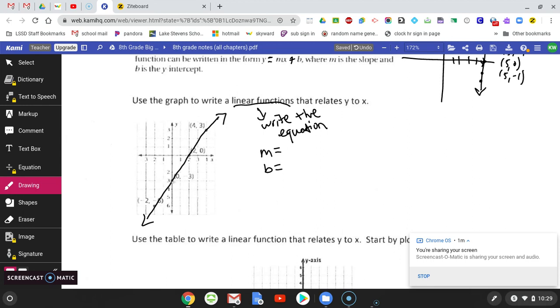We've learned we need our slope and we need our y-intercept. So my slope, well, I can count between points. I can go up 1, 2, 3, and over 1, 2, which means my slope is 3 over 2. My y-intercept is where it crosses my y-axis, which you can see is down here at -3. So my equation would be y is equal to 3 over 2x minus 3. We put plus and -3, same thing.